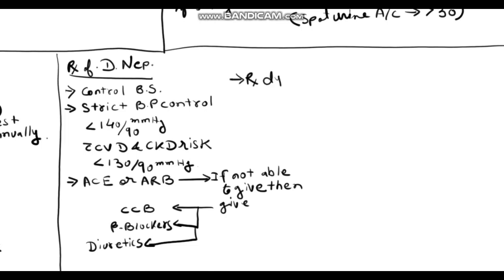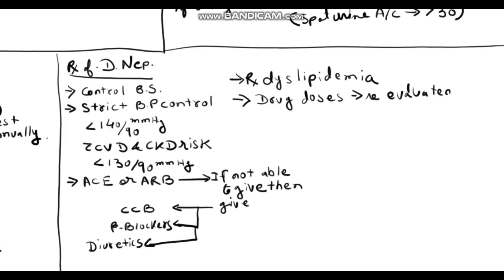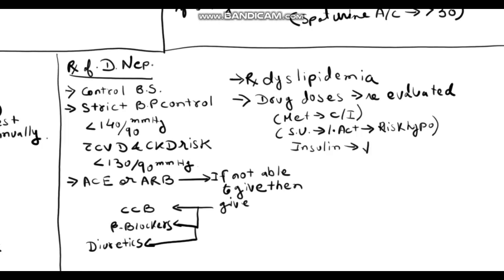We have to treat dyslipidemia as well during the course of the disease, which itself may cause increased CVD and the risk of CKD. Drug doses should be re-evaluated in the case of diabetic nephropathy because drugs are cleared slowly by the kidney. Metformin is contraindicated, and sulfonylureas, mainly long acting, have increased risk of hypoglycemia for the patient if they are not properly re-evaluated. The dose of insulin is also reduced, and the dose of insulin should be titrated.